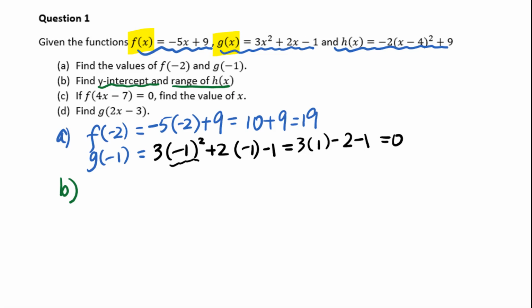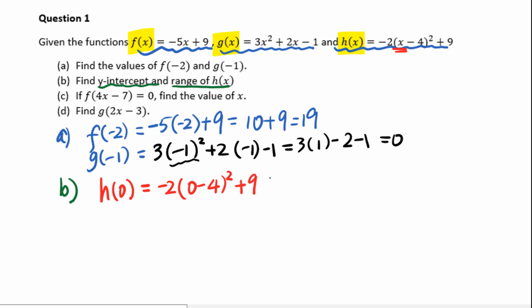For the h of x function, the y-intercept basically means h of 0. We will plug 0 into this x. Therefore, you will have negative 2 times (0 minus 4) squared plus 9. That will be negative 2 times 16 plus 9. Negative 32 plus 9. You will get negative 23. And the range of h of x.